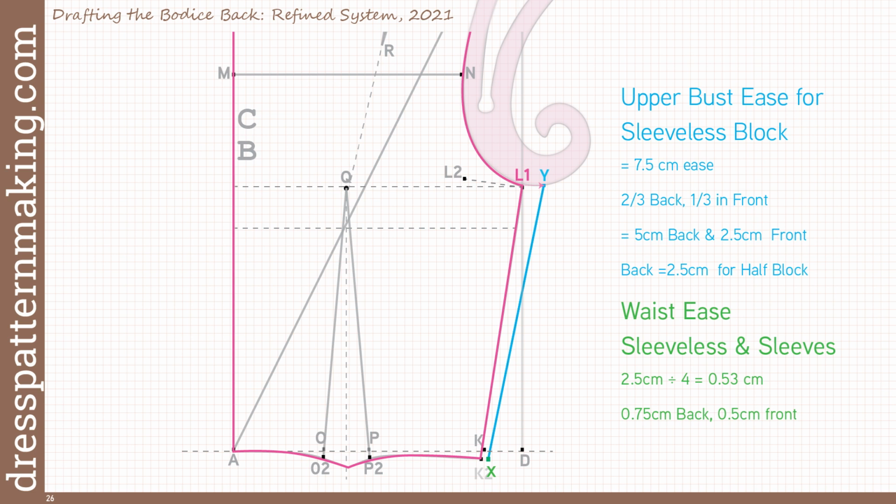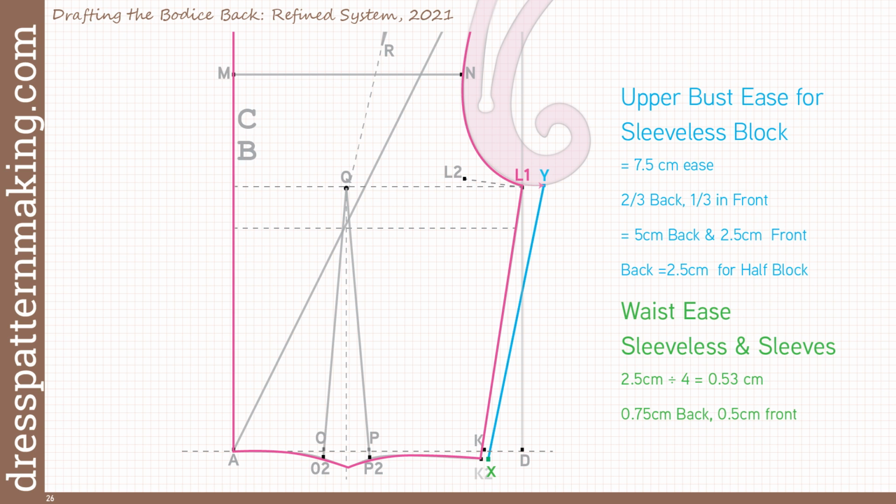So if we divide that in 2 for the half blocks, that'll be 3/4 centimeter to the half back and 0.5 centimeter to the half front. So move out from the waist point K2 for 3/4 centimeter and mark point X. Then we'll add ease at the upper bust for the sleeveless block first.